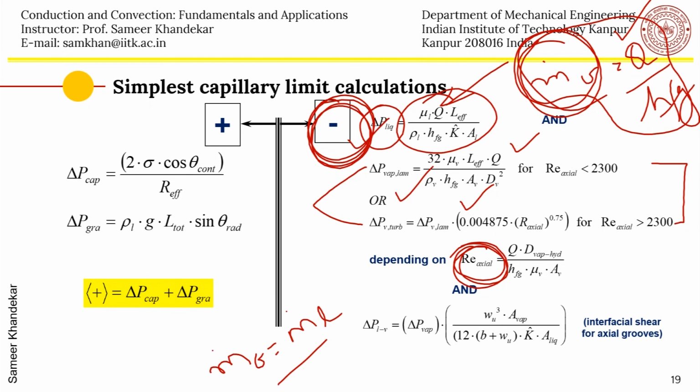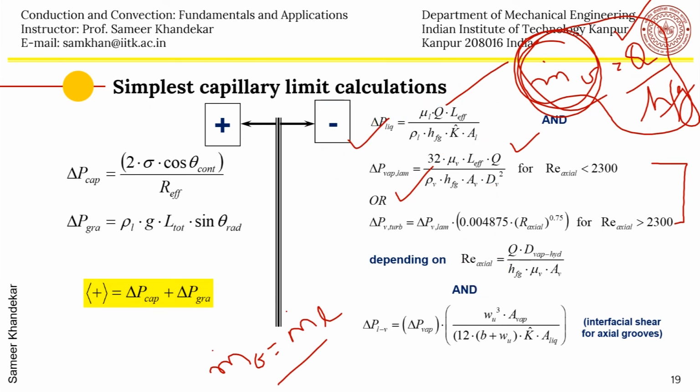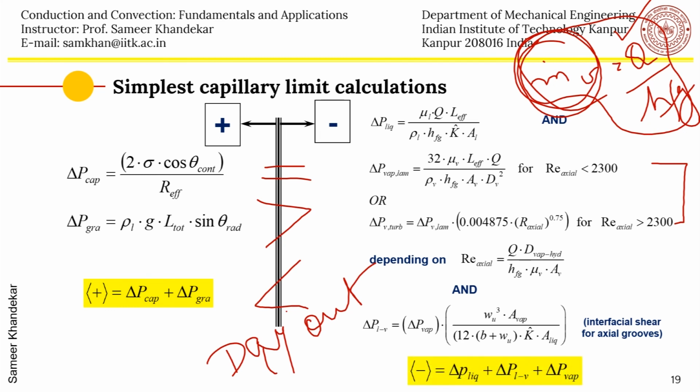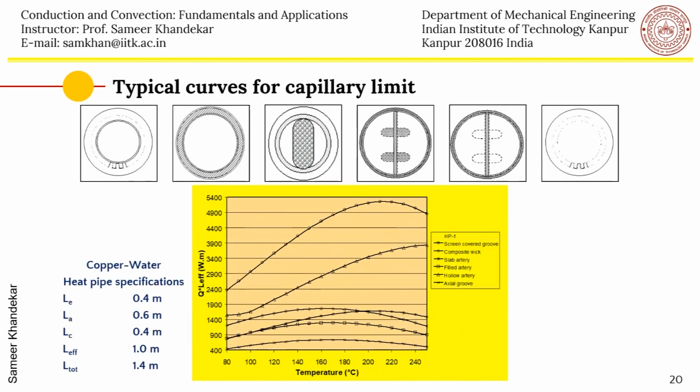So you compare the two, and one can get the Q max, which will lead to this particular inequality to hold. If you do this for different types of meshes, by taking some heat pipe, say copper water, and some porous media, you can get curves like this, which are called design curves. That means, let us say you take a screen covered mesh, and you are operating at 160 degrees centigrade, then you can only transfer about 4,400 watt meter of heat in a real heat pipe.